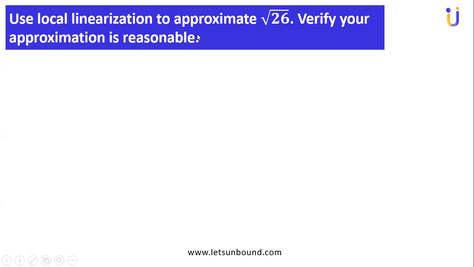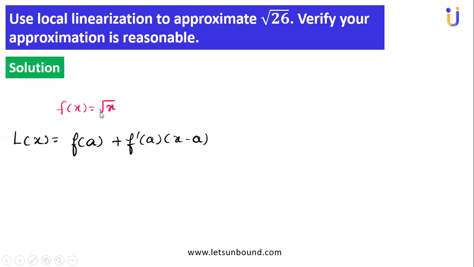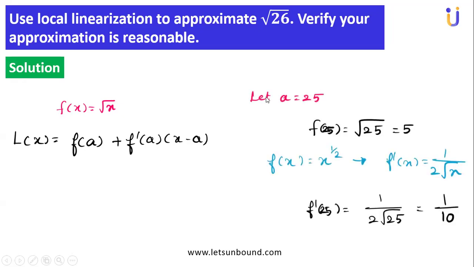So in this example, use local linearization to approximate root 26. Okay, what is the function? The function is root x. And you write the linear approximation formula. And a is equal to 25. This is the closest point I can choose, right? And find f of a, f dash of a. This is what we need.